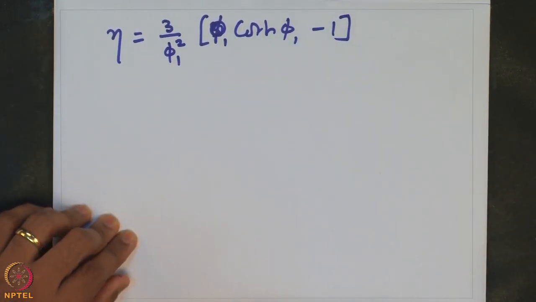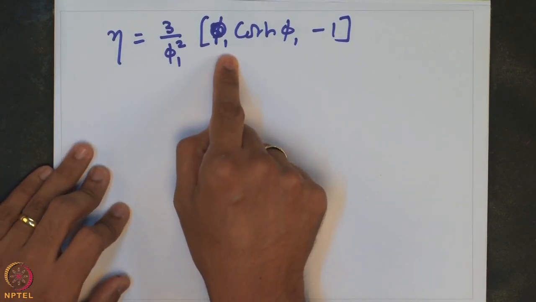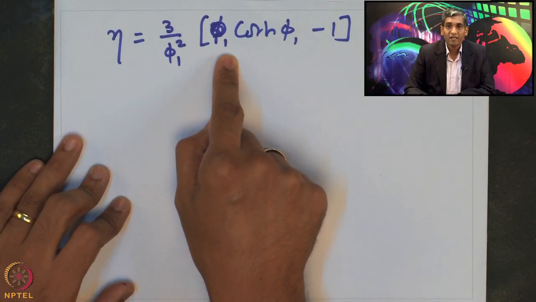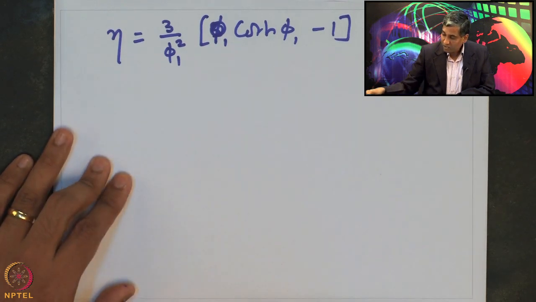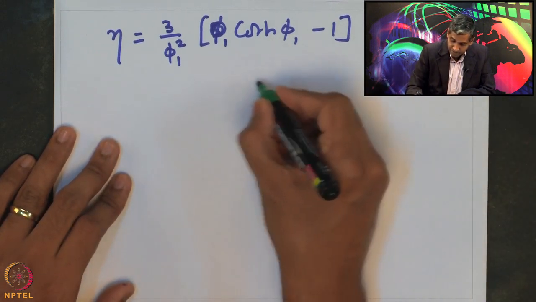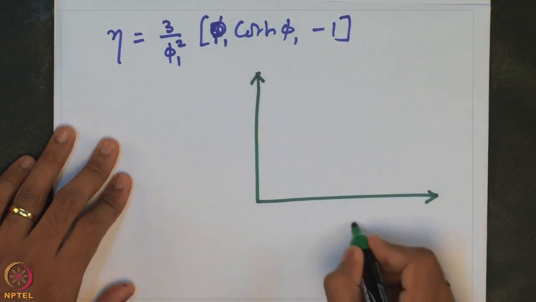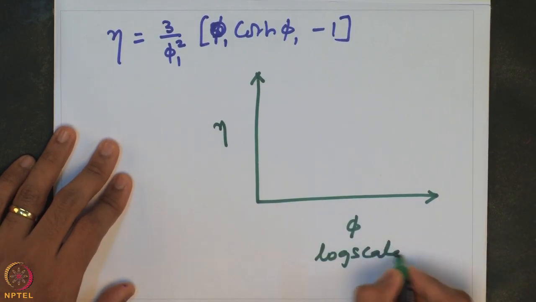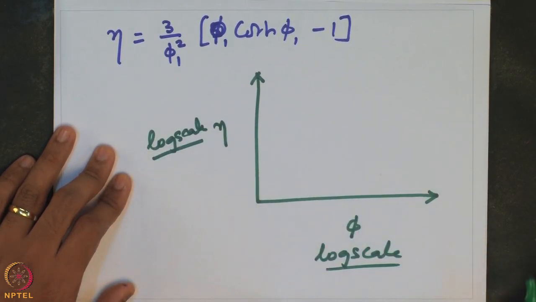So, this relationship of the effectiveness factor with the Thiele modulus is actually a very powerful relationship, because it helps in identifying when the reaction is surface reaction limited or internal diffusion limited. Suppose we plot this expression, phi versus eta, and let us say that we plot it in log scale.